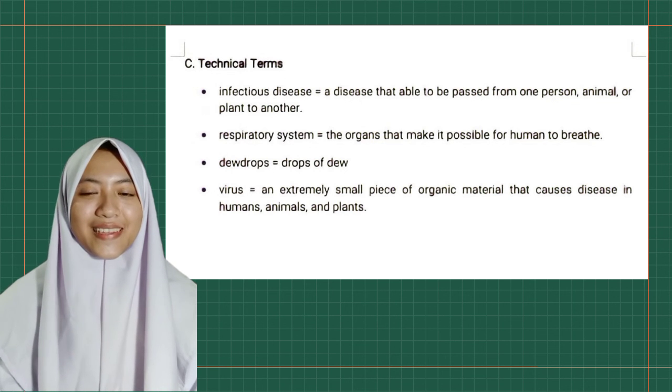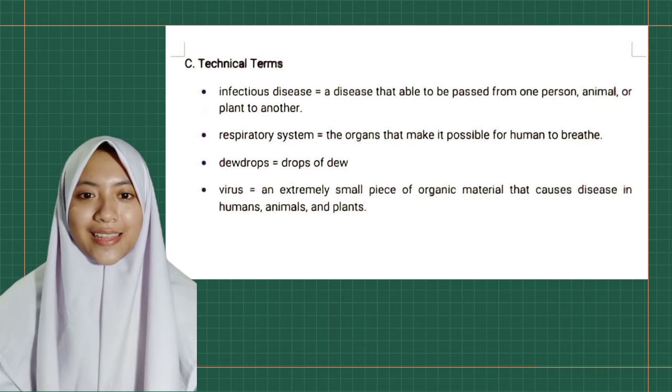Okay, I think you know. That is the example of explanation text and its analysis.